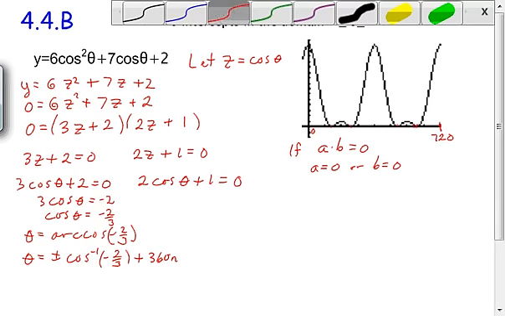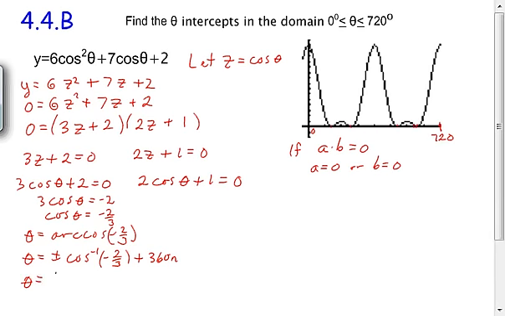So 131.8 degrees plus or minus 360n. Let's leave that there. That's a nice general solution for that part. And go back to this one and do the same thing.